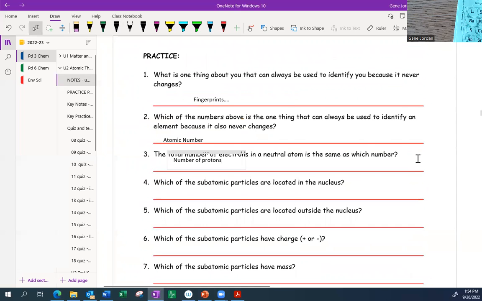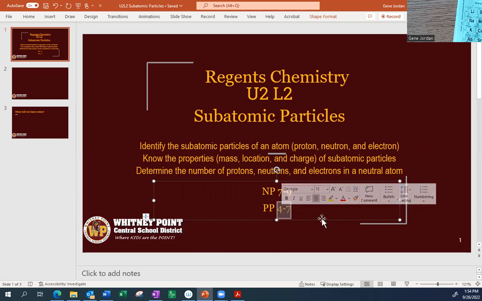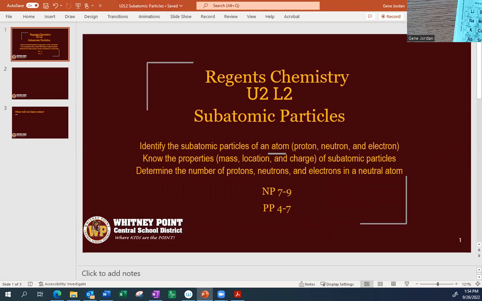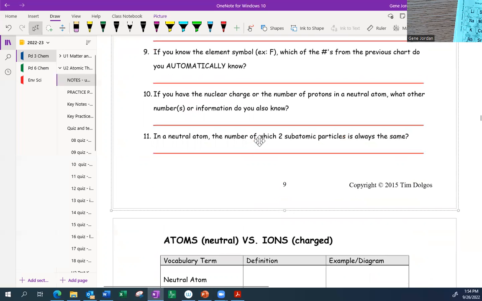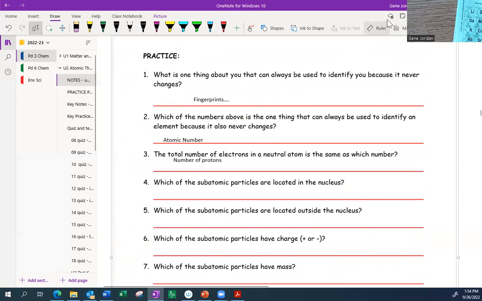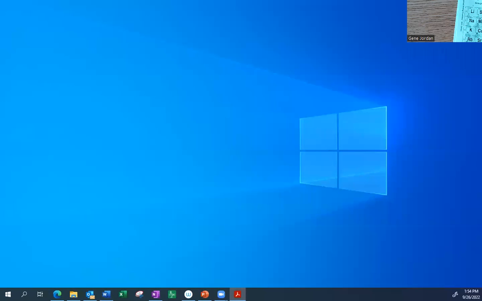All right. Thank you. That concludes the notes. What's your homework? Well, your homework is note packet 7 to 9. We just finished that. And then the practice packet 4 through 7. You have a little more in the note packet to do on your own, filling those out. Make sure you have all those done for 100%. And then I'll see you in class, and hopefully you'll be working on your practice packet then. Thanks, guys. Have a great day.